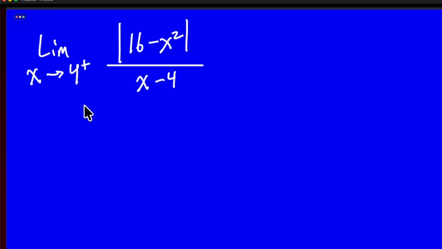Next, we have the limit as x approaches 4 from the right of the absolute value of 16 minus x squared over x minus 4. Okay, if we're approaching 4 from the right, that means we're going to be dealing with numbers that are bigger than 4. That means if we perform this operation, we're going to have 16 minus a number that's bigger than 16, which means this is going to be negative inside the absolute value sign. If the contents of the absolute value sign are negative, we work with the opposite.